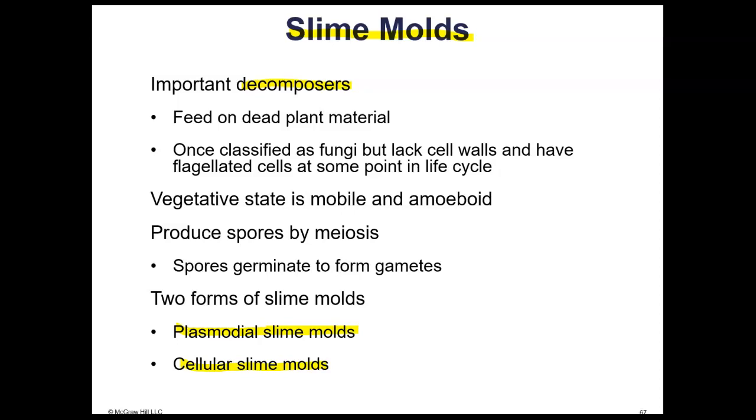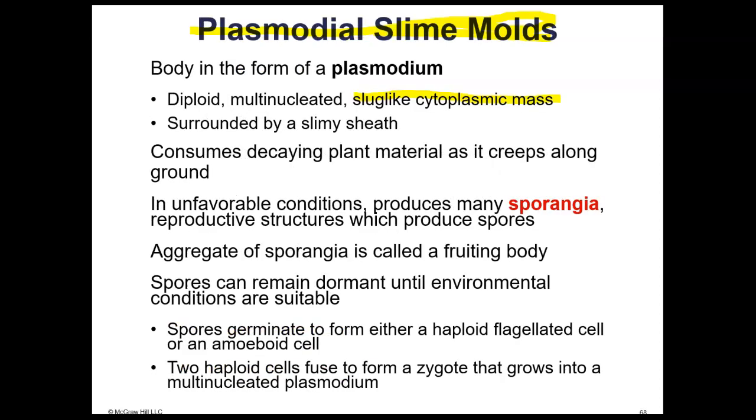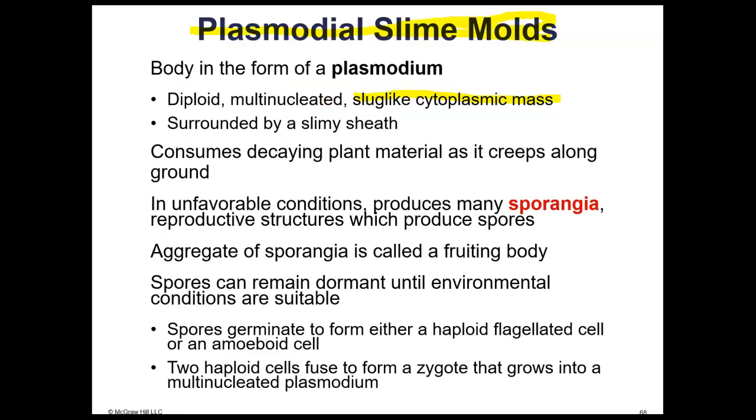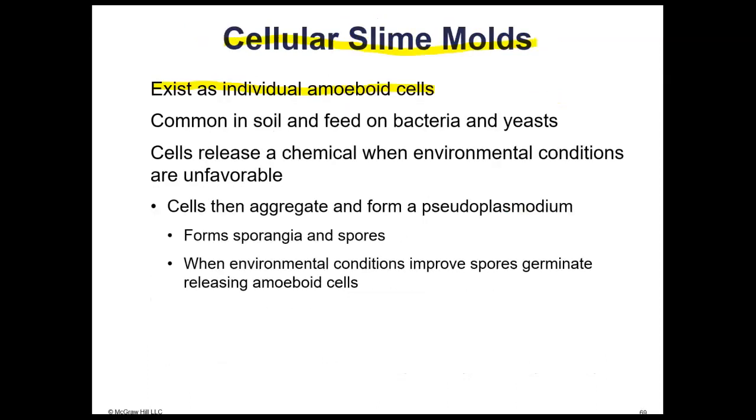There are two types, plasmodial and cellular slime molds. The plasmodial slime molds are described as a slug-like cytoplasmic mass, whereas cellular slime molds exist as individual amoeboid cells. So both of these definitions that I've just given you, the one for plasmodial slime molds and the one for cellular slime molds, are word for word from the quiz, which means you may see them on the exam.